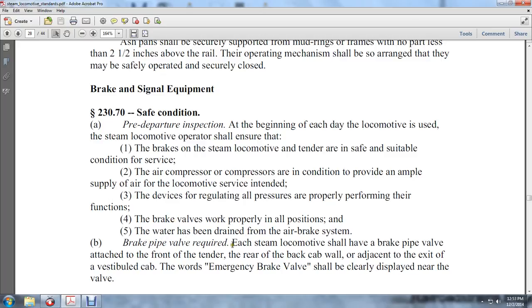Brake pipe valve required. Each steam locomotive shall have a brake pipe valve attached from the front of the tender to the rear back cab wall and adjacent to the existing vestibule cab. The words "emergency brake valve" shall be clearly displayed near the valve.